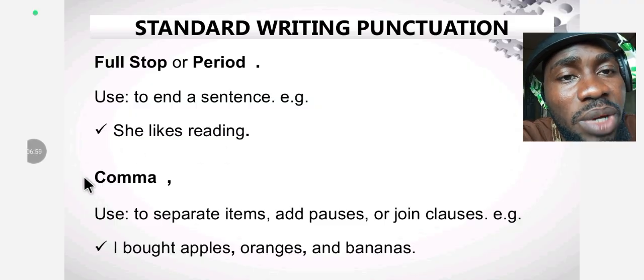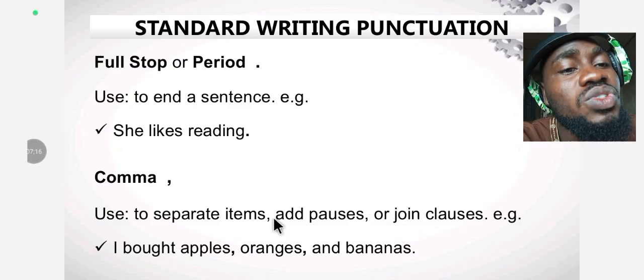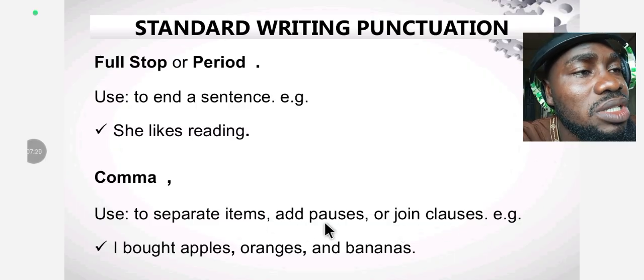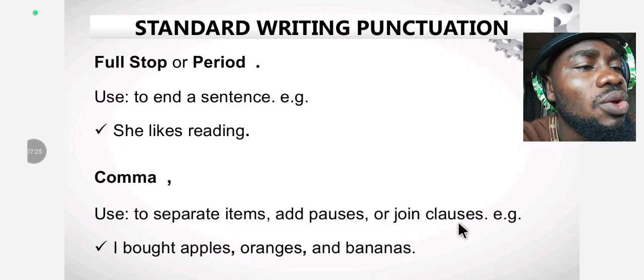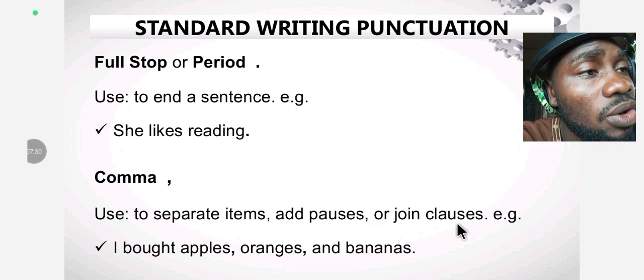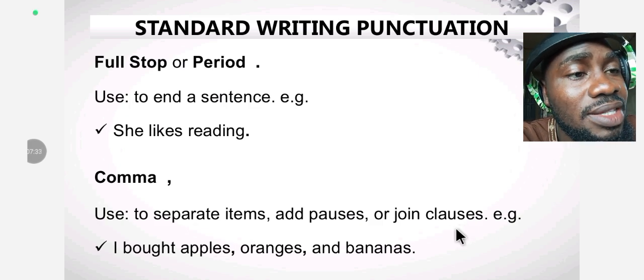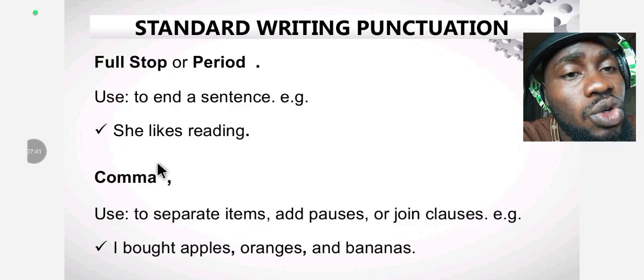The second we have here is the comma. This is the sign of the comma. Commas are used to separate items, add pauses, or join clauses. When you are writing, you pause, comma, you continue. Or join independent and dependent clauses. If you have not taken my lecture on clauses, do well to take that right away for better understanding of this topic.